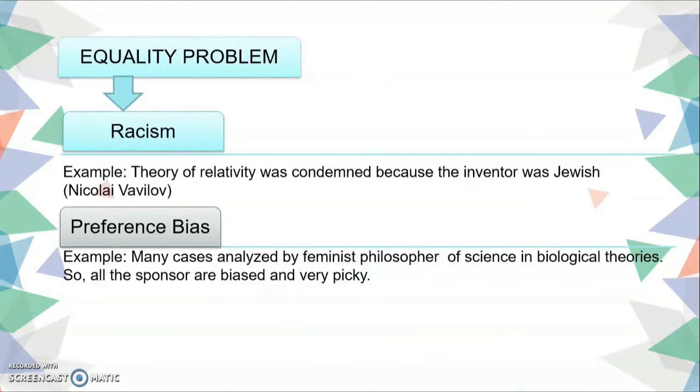For example, cultural values consist of equality values. The problem of equality occurs when it involves racism. For example, the scientist who created the theory of relativity was condemned because the inventor was Jewish, named Nikolai Tesla. The other example is preference bias. For example, there are cases analyzed by feminist philosophers of science in biological theories. So all sponsors are biased and very picky.